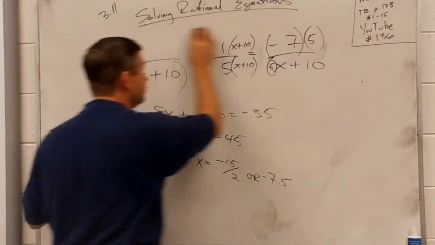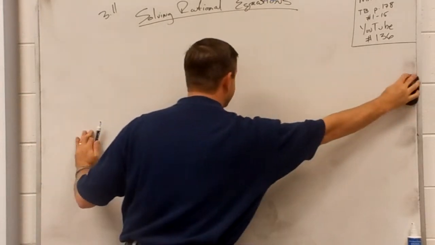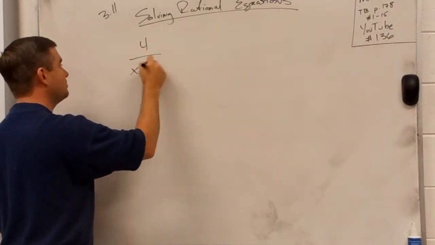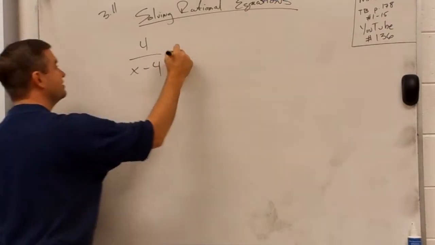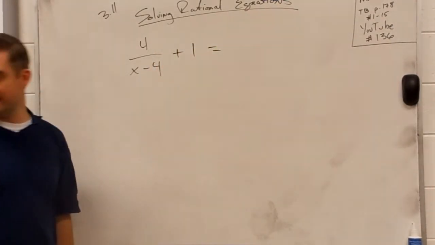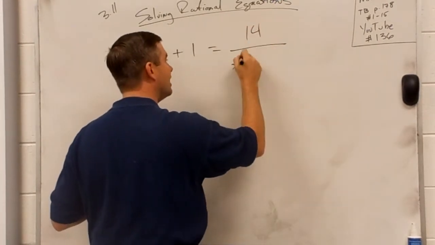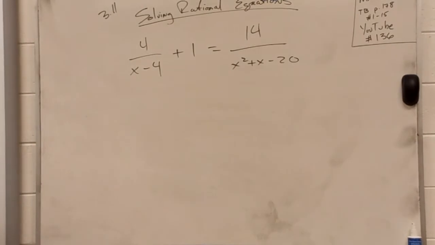All right, last example. If you can do this one, you can do any of them that are going to be on the test. This is as hard as they get. 4 over x minus 4. What's the excluded value? Positive 4. Plus 1 equals 14 over x squared plus x minus 20. Don't get all worked up.